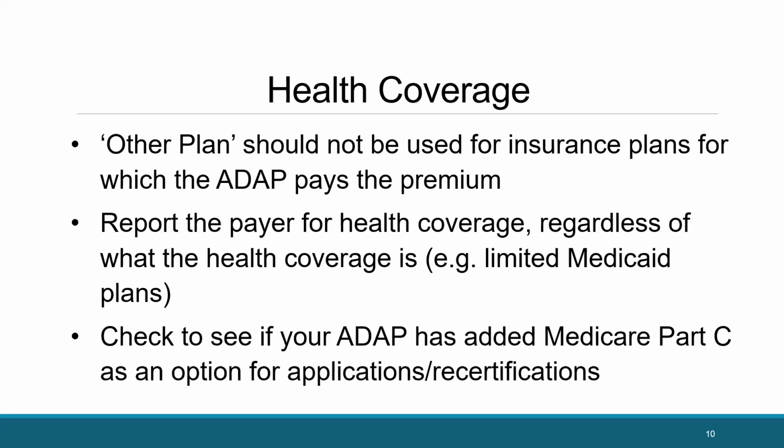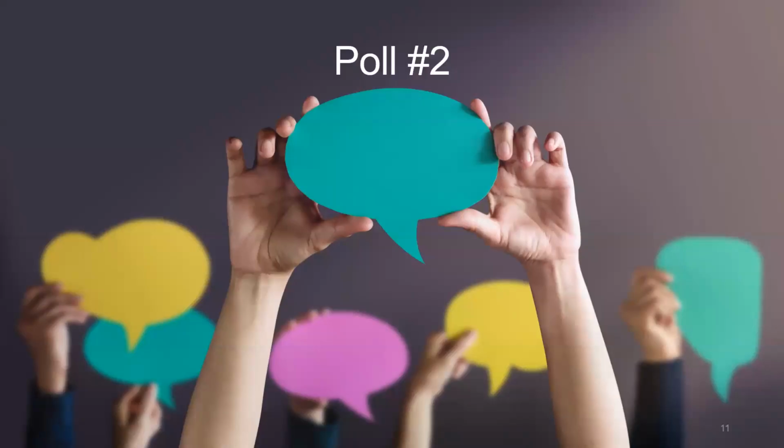So let's do another poll to make sure that you understood my explanations, that I was clear. So Issa, if you could launch the next poll, that would be great. Thanks, Imogen. So I launched that second poll. And for this one, which of the following options would be reported as other plan for health coverage? And you can select multiple options for this one.